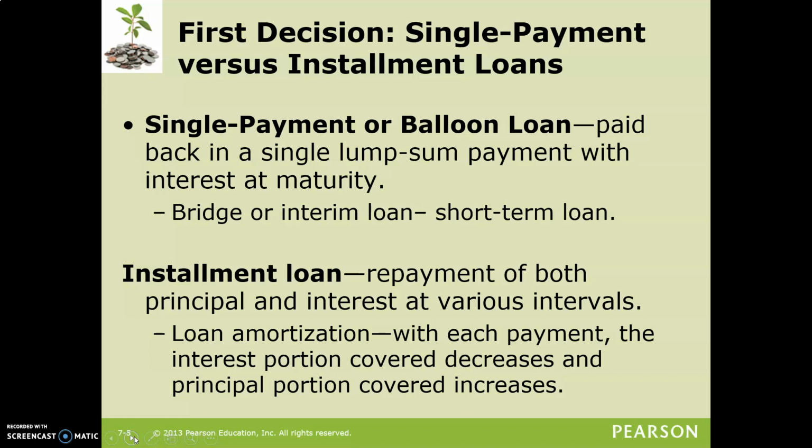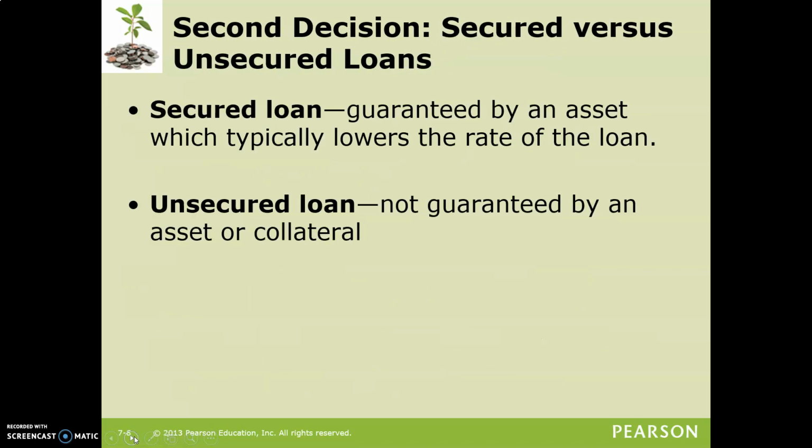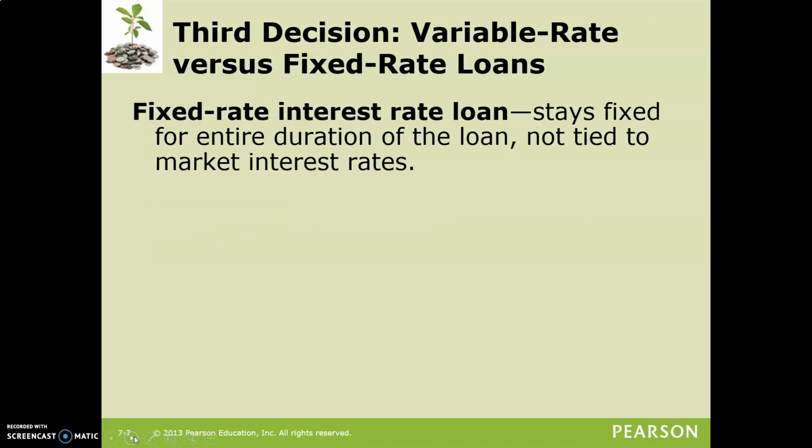So firstly, in any amortization loan, in the first few years you pay the interest in a larger portion, a higher percentage. As the loan reaches towards its maturity, you are paying the principal amount. Secured loan versus unsecured loan. Secured loans are loans that are guaranteed by an asset as a collateral, which typically lowers the rate of the loan. Unsecured loans are not guaranteed by an asset or a collateral.